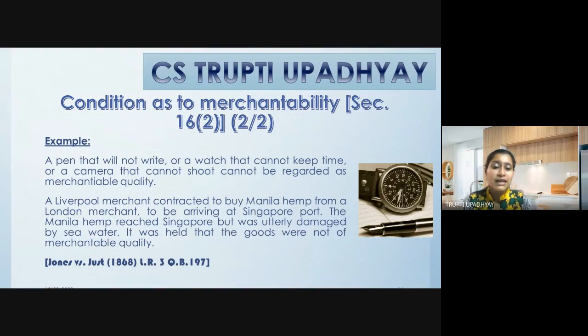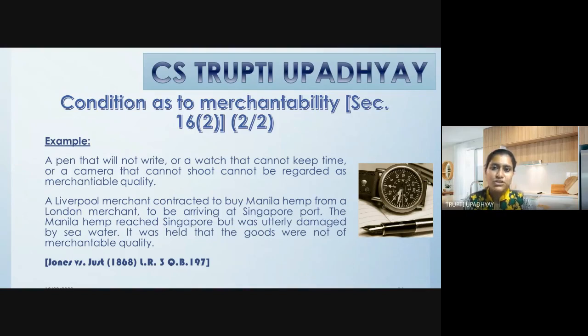In the case of Jones versus Just, there were two merchants, one from Liverpool, another from London. They were dealing in Manila hemp. Manila is a place, the capital of the Philippines, a Southeast Asian island country. And hemp is a seafood. So basically, hemp was being traded.